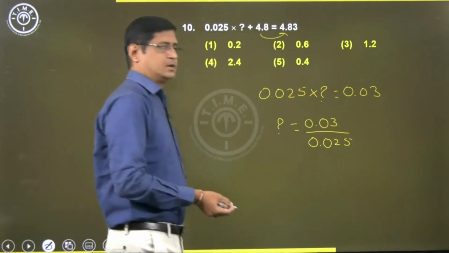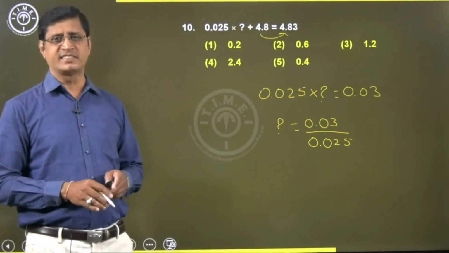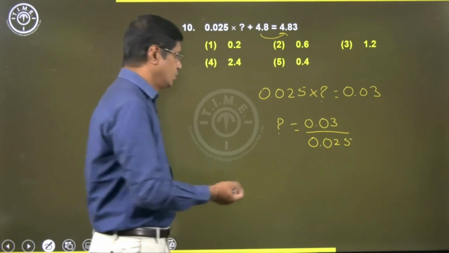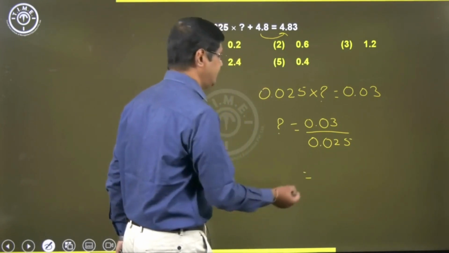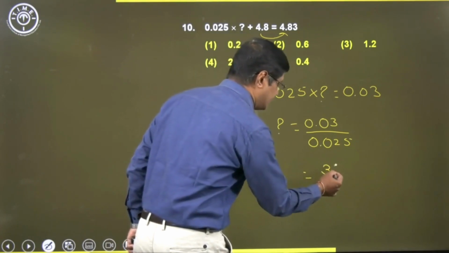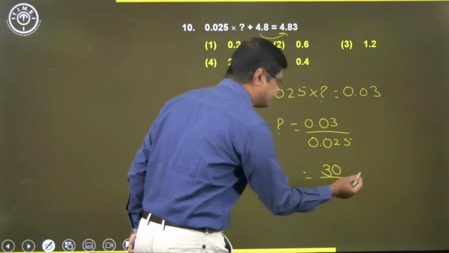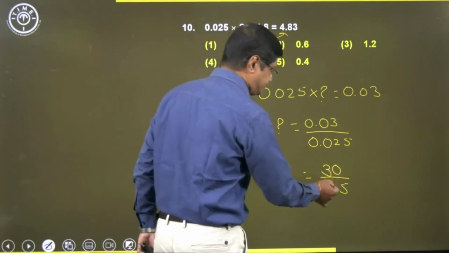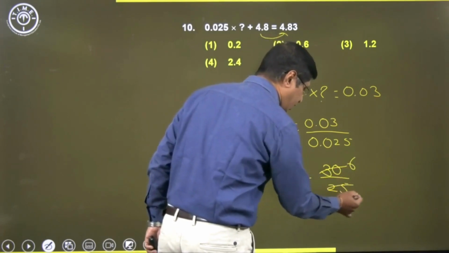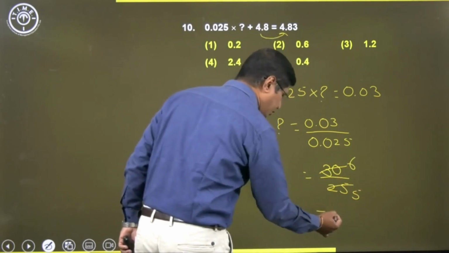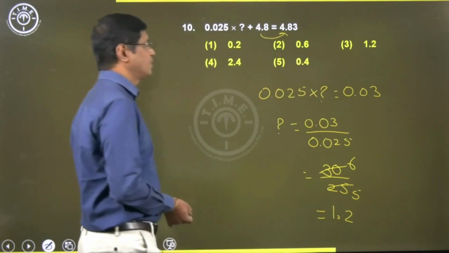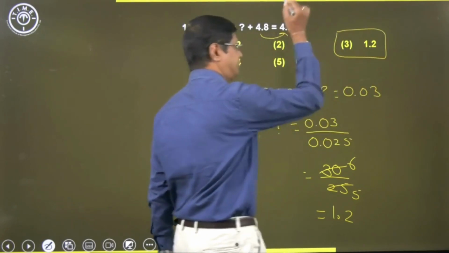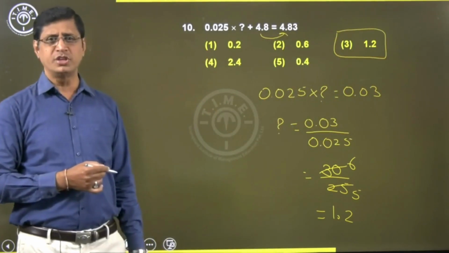You observe the decimals on either side. In the denominator, we have one place extra when compared with the numerator. So what is the result here? The result is 30 by 25. Now simplify. What is the cancellation? 6 times of 5 and 5 times. 6 by 5. The result is 1.2. Option 3. The right answer for this question is choice 3.